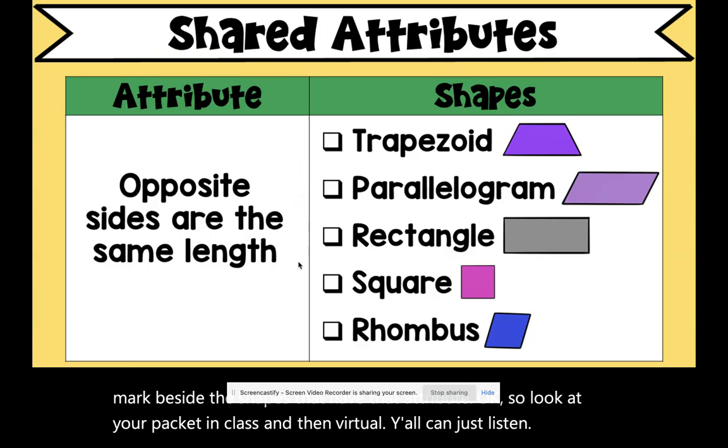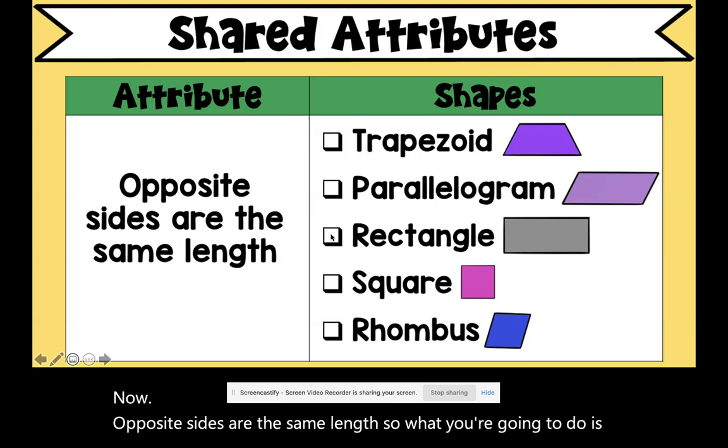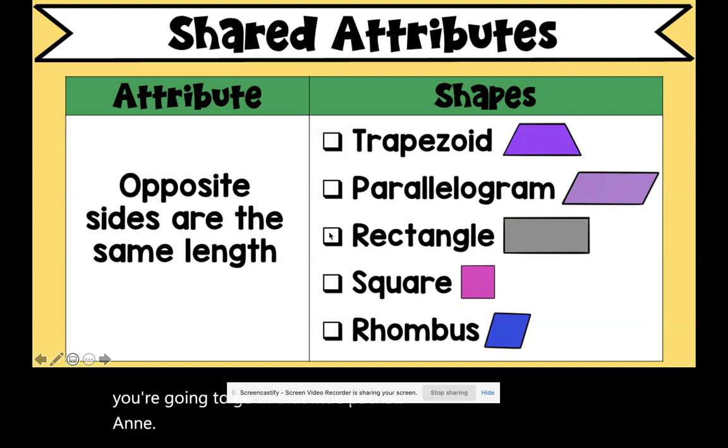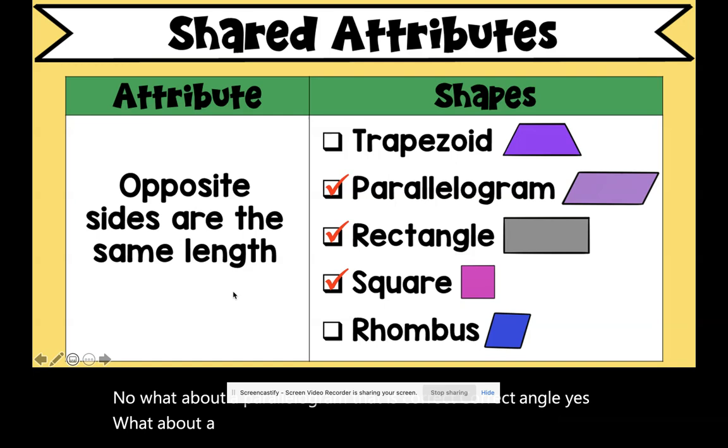All right. Now, opposite sides are the same length. So what you're going to do is go in that little packet and check all these that have opposite sides the same length. Is a trapezoid? No. What about a parallelogram? That is correct. A rectangle? Yes. What about a square? Yes. How about a rhombus? It is. Okay. So this attribute fits all of these except for that one.